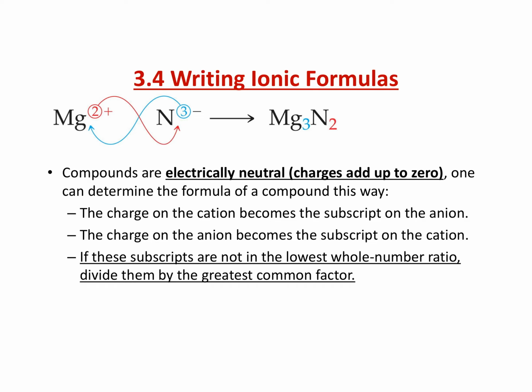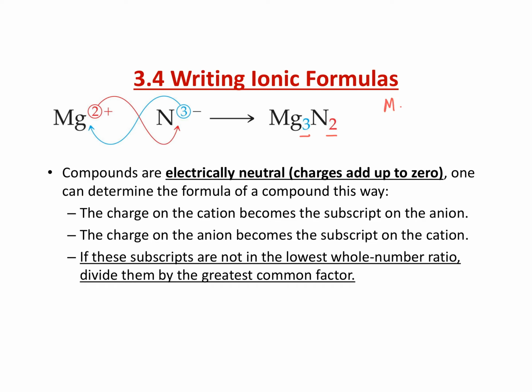So here I've got magnesium nitride. I've got magnesium at 2+, and I've got nitride at 3-. So when they come together, the charge on magnesium, that number 2, is going to become a subscript on nitrogen. And the 3 on nitride is going to become a subscript for magnesium. And again, we can break this down the same way we did with aluminum oxide to show this is what you need for this to be a neutral ionic compound.